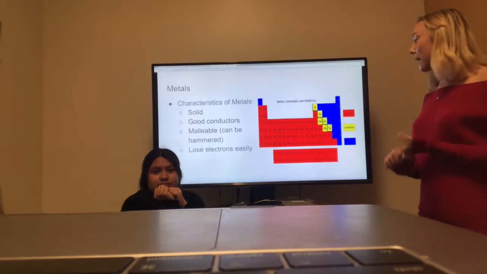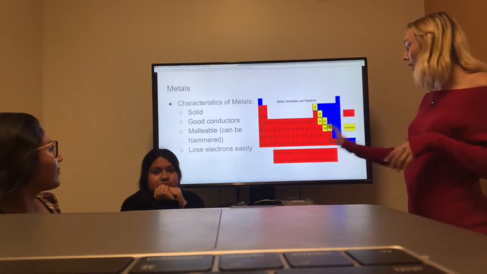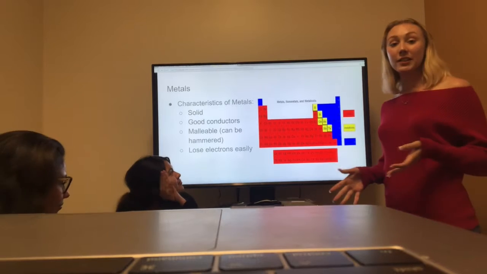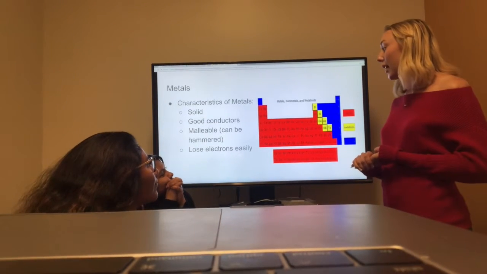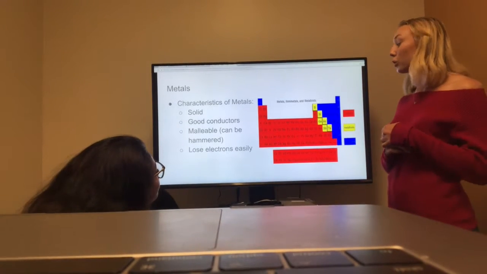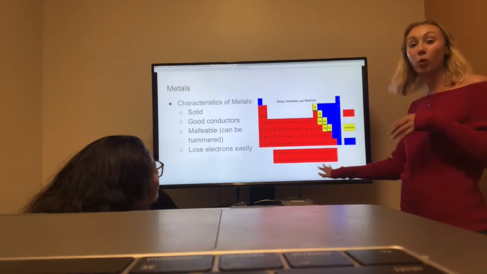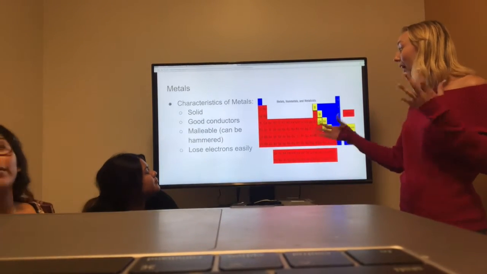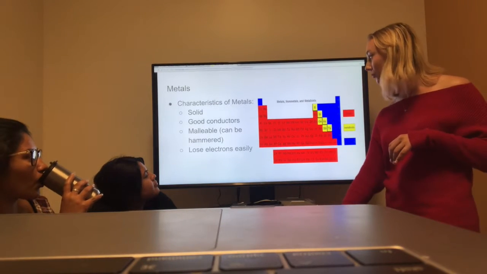So we're going to talk about the metals now, and the metals are the red sections of the periodic table. Some characteristics of metals are they are often solid, they're good conductors, they're malleable, which means they can be hammered, and they also lose electrons easily. So again, just to reiterate, the metals are the red portions of the periodic table. As you can clearly see, most of the periodic table is made up of metals.